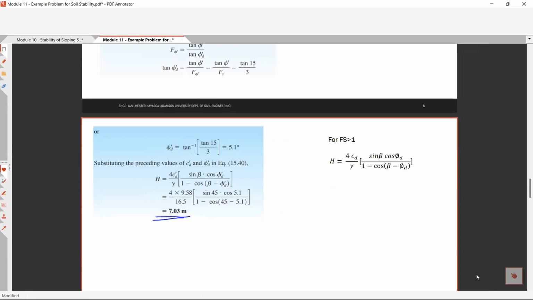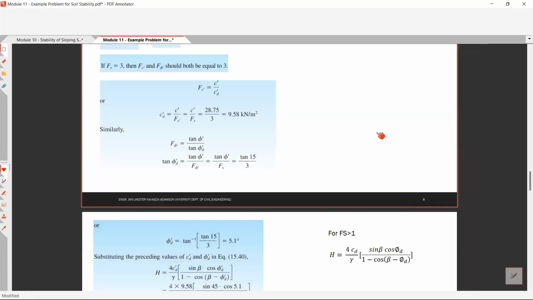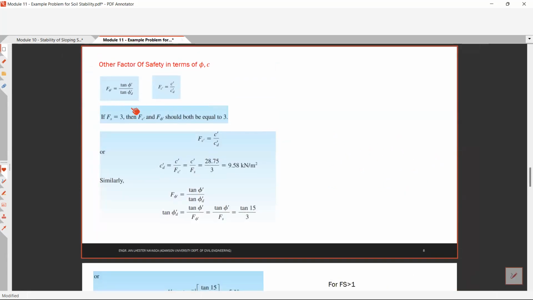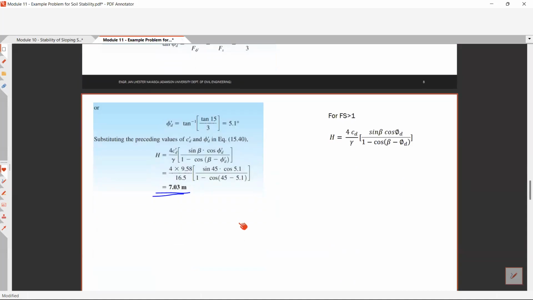Okay, so do you get it, class? Okay, so ganun lang. Kapag yung factor of safety nyo is not equals to 1 and you want to solve for the H, the height that will cause that factor of safety in a finite slope, you need to go back to the other relationship of factor of safety, this one and this one. Okay, any questions?